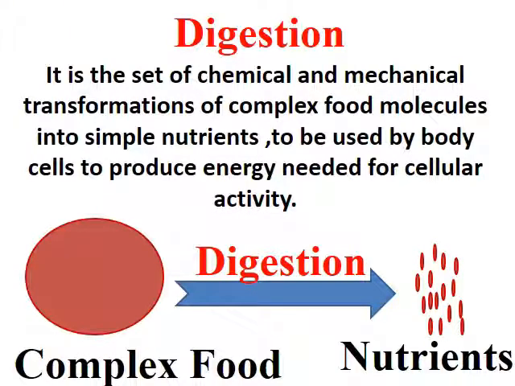So now we can go deeply into the definition of digestion. Digestion is the set of chemical and mechanical transformations of complex food molecules into simpler nutrients. These nutrients are going to be used by the body cells to produce energy needed for the activities of the cell, which is known as cellular activity.